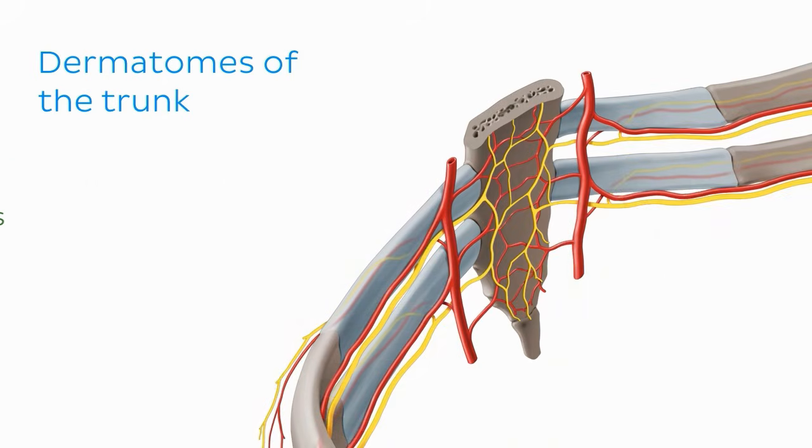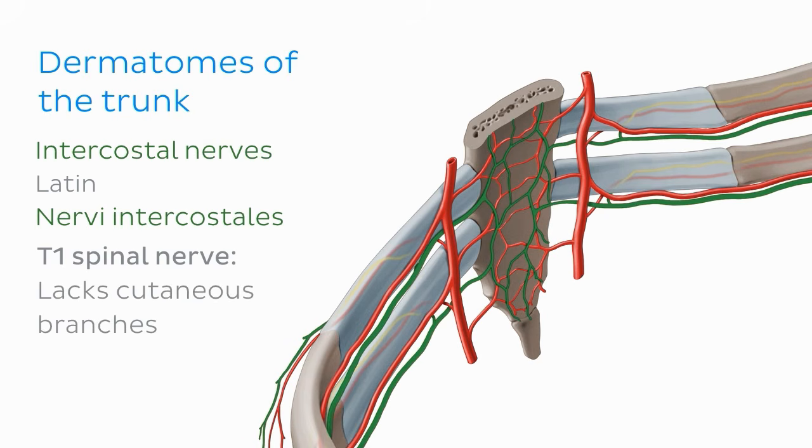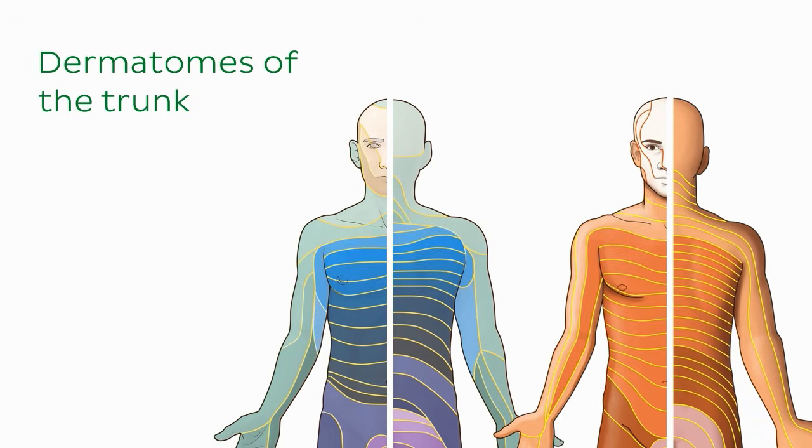In general, all intercostal nerves, which are branches of the thoracic spinal nerves, have anterior and lateral cutaneous branches which innervate the thoracic wall. The first intercostal nerve, which is a branch of the T1 spinal nerve, usually lacks these cutaneous branches, which would innervate the overlying skin. This is why the T1 dermatome is omitted on the chest wall on the Forster map.